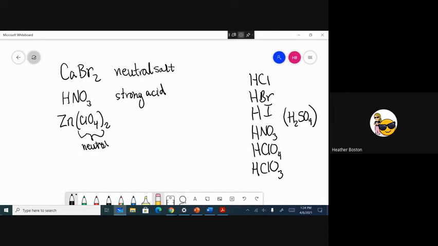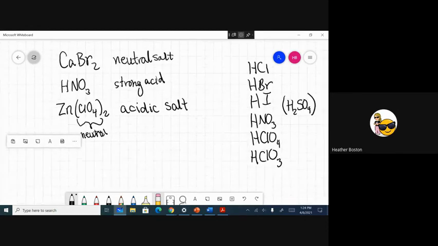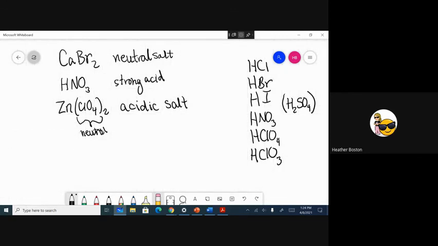And what about zinc? Acidic. So this would be classified as an acidic salt. Meaning that when it is put into solution, it will grab some OH minuses and leave behind H pluses, and it will lower the pH. What do you classify this as? That is a weak base.